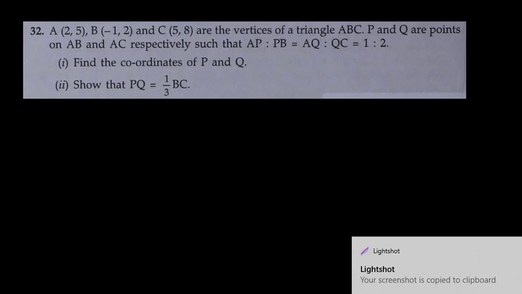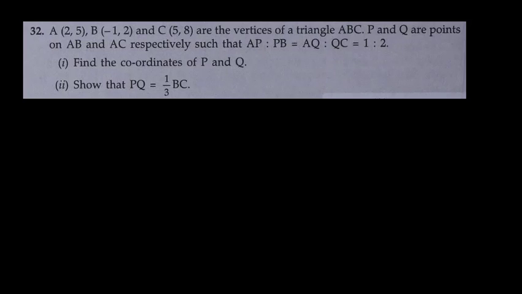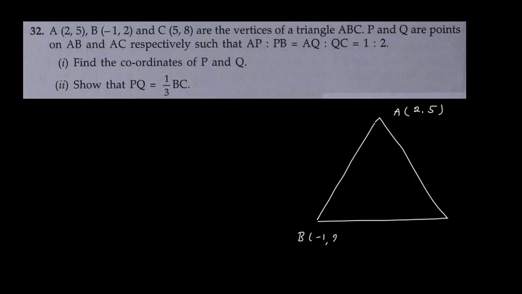Now here question 32 is: A, B and C are the vertices of triangle ABC. P and Q are the points on AB and AC respectively, such that AP ratio PB is equal to AQ ratio QC is equal to 1 ratio 2. We have to find the coordinates of P and Q. So here first let us draw triangle ABC. This is triangle ABC with coordinates A 2, 5, B is minus 1, 2 and C is 5, 8.